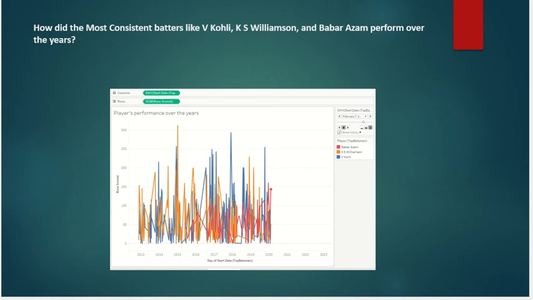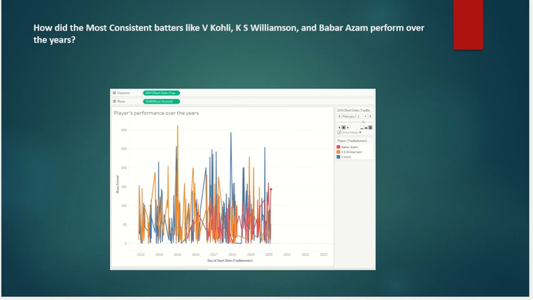And finally, we come to the question to examine the performance of the most consistent batters over the years. For this question, I have chosen V. Kohli, K.S. Williamson, and Babar Azam as the batters because they are in the top 3 positions for the international cricket ranking. This visualization shows the runs scored by the three players for the last decade.